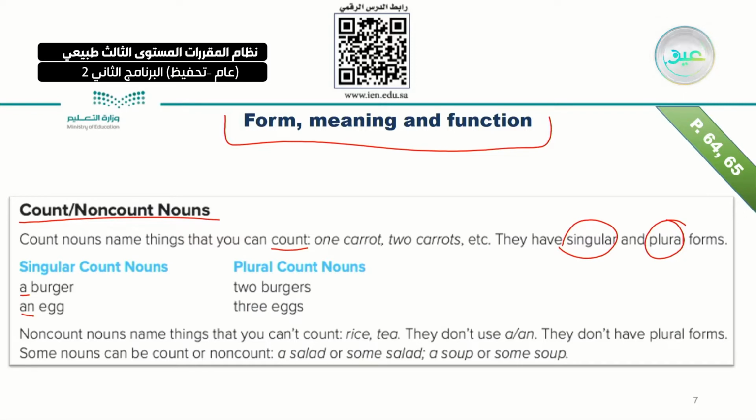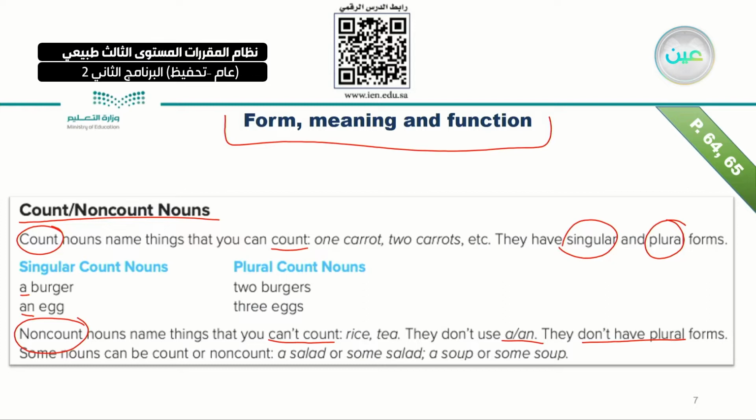So what about non-count here? Non-count nouns name things that you can't count. So the first one, countable nouns, means that we are going to count. But the non-count ones, you cannot count them, like rice or tea and etc. They don't use a and an, the indefinite article. They don't have plural forms, so we cannot use plural form with the non-countable nouns.